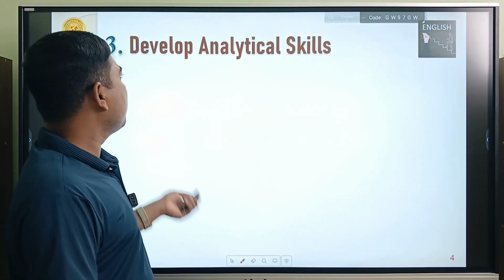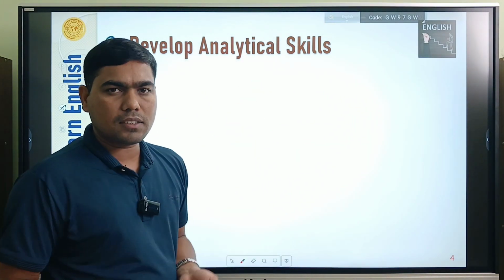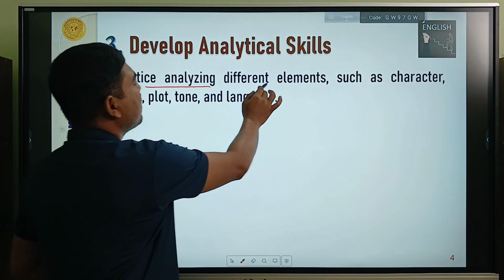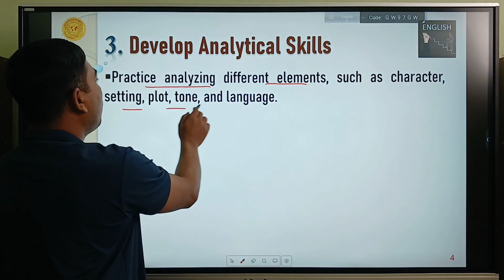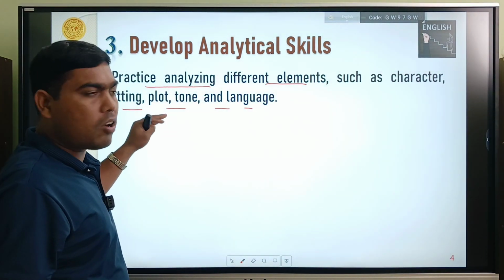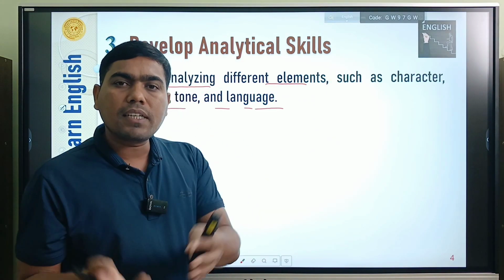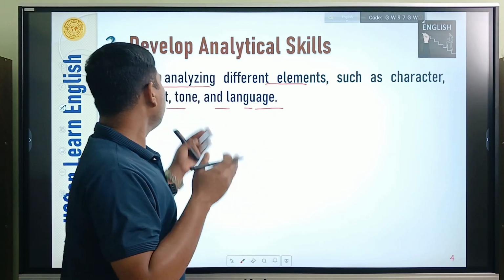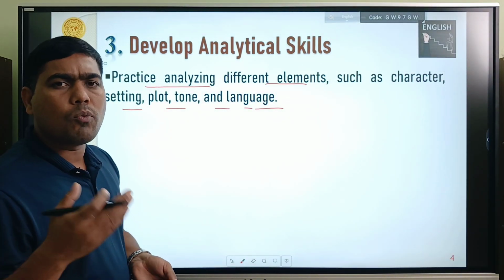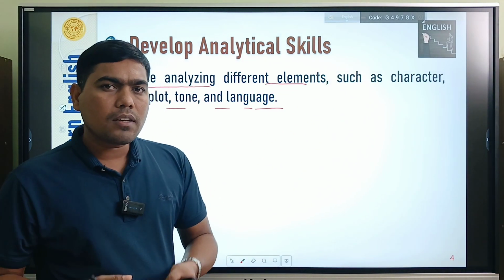Then in the third step, you need to develop analytical skills. So you have to analyze texts. In this case, you can practice analyzing different elements such as character, setting, plot, tone, and language. You need to know what is character, what is setting, or what is plot, or tone, or language. What kind of language the writer has used in presenting his thoughts. So you have to practice and you have to analyze. Just by reading once, you will not enjoy or go deeply into the text.